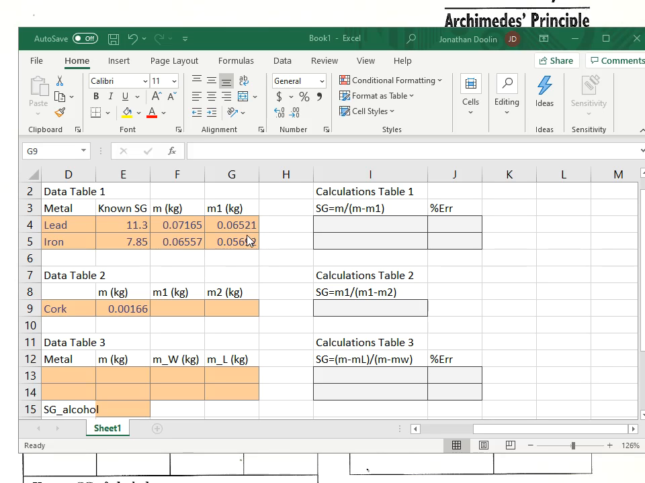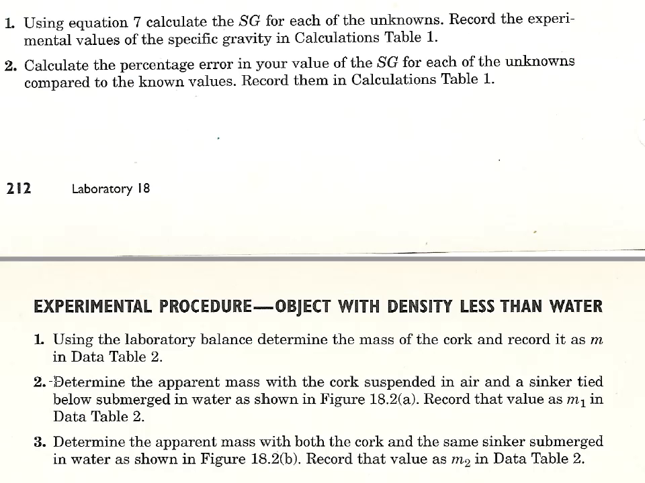But to get M1 and M2, the masses from the balance while it's dunked under the water or fluid, we'd have to use a non-digital balance, which would end up having less precision. All right, back to the experimental procedure.